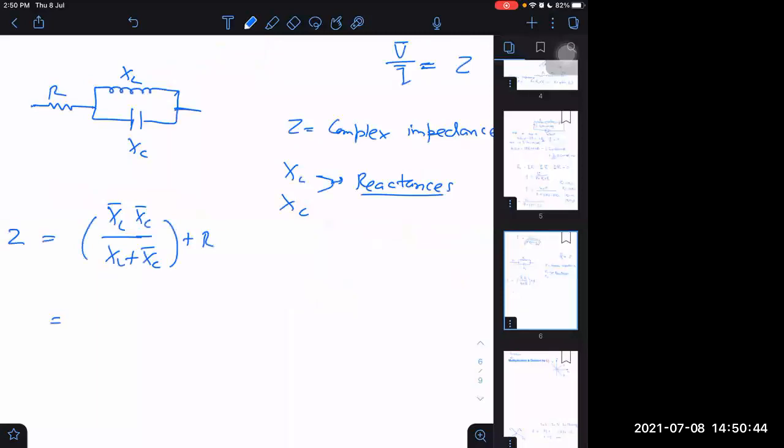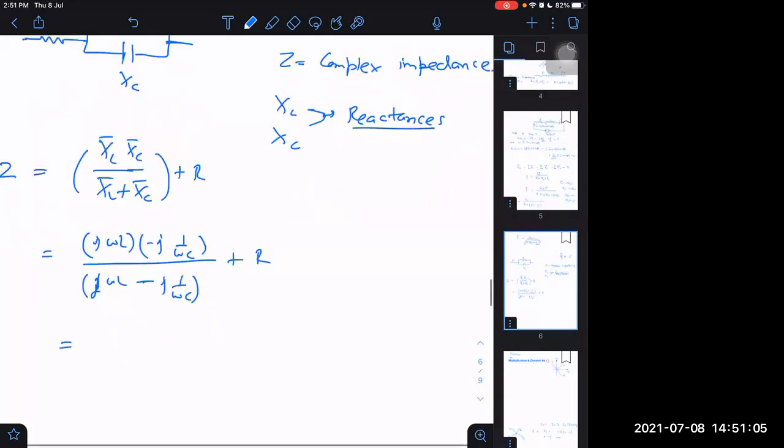I think j multiplied by minus j. What will it become? j into omega L into minus j into 1 by omega C, divided by j into omega L, and I think minus j into 1 by omega C plus R. What is that coming out to be? j square is minus 1 into minus 1, which is plus 1. Then omega into omega is cancelled. Then it becomes L by C, I think, in the numerator.